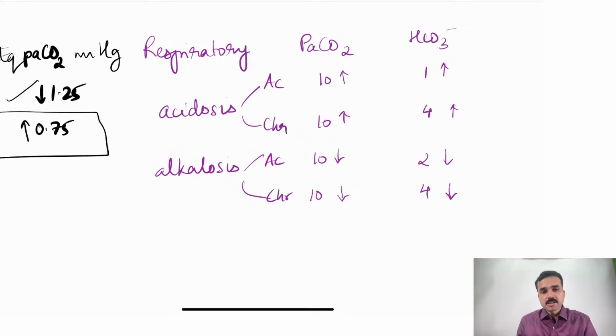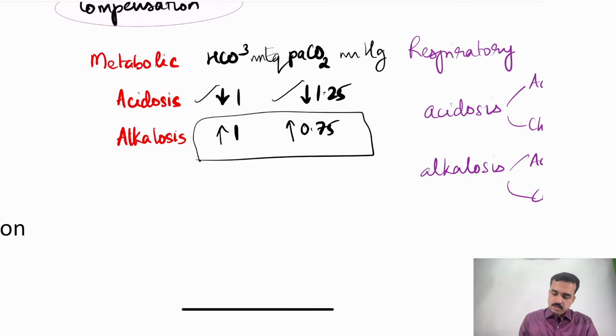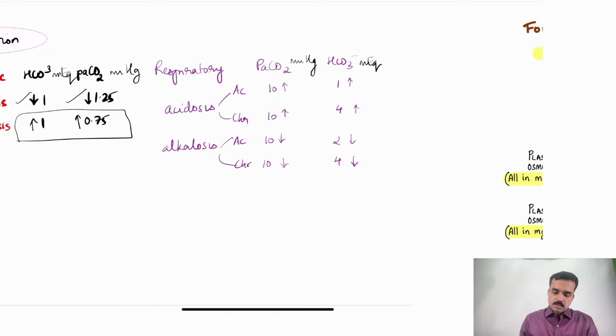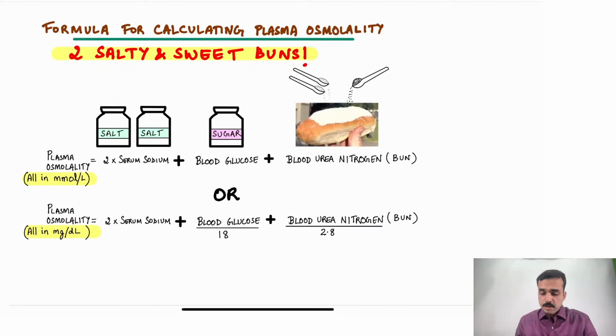Alkalosis, the drop is a little better. So acute respiratory alkalosis, the drop is 2 milliequivalents for every 10 millimeters mercury drop in PaCO2. Whereas for chronic, again it is 4. Okay, so 1, 4, 2, 4 for acidosis, alkalosis. Please memorize these. These will help you to determine exactly if there is compensation or not. Okay, so 1.25, 0.75. Usually they don't ask calculation based questions, but you have to be ready for them.